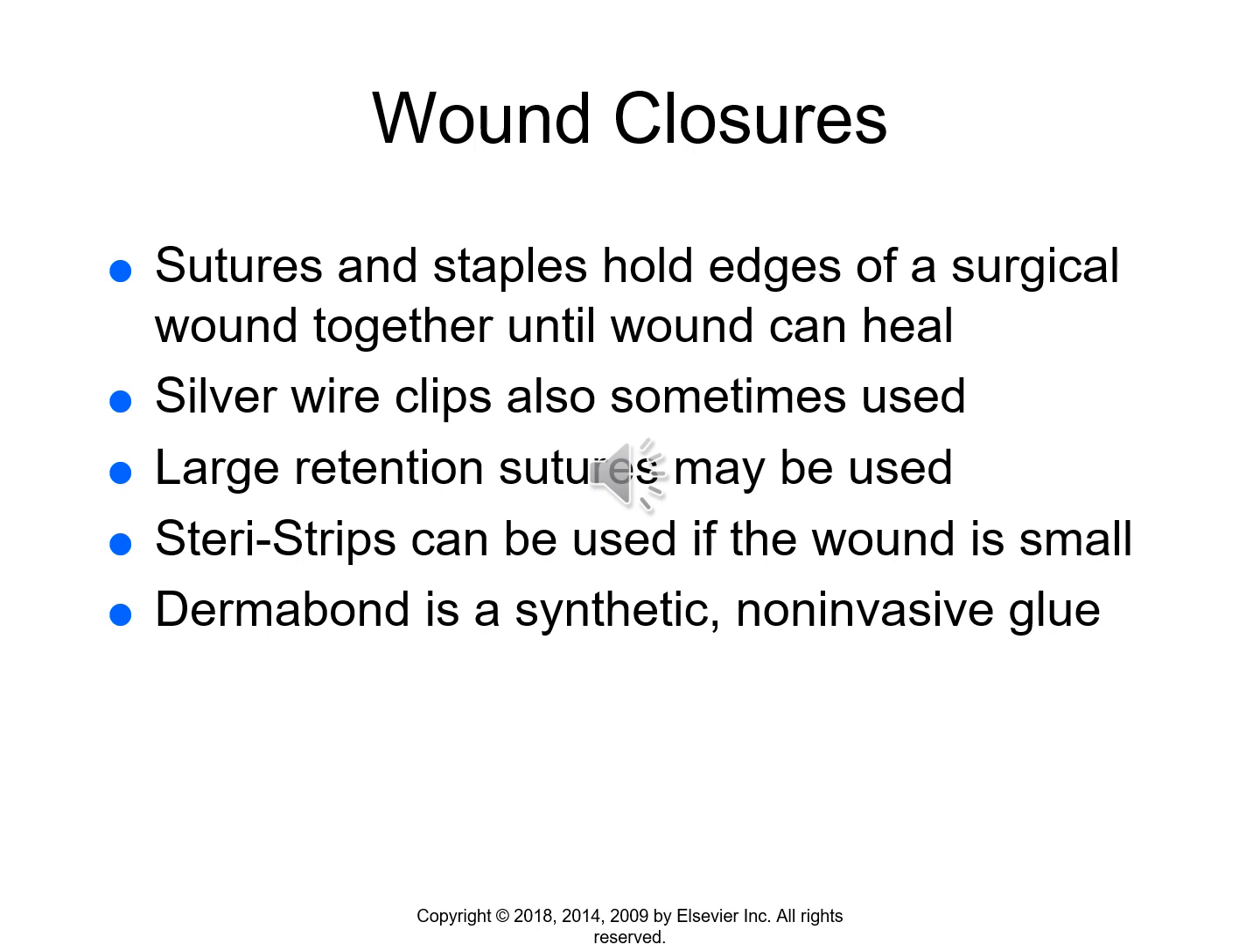Silver wire clips can be used. Sometimes there's large retention sutures. So if the surgeon believes there is a chance that the wound might dehisce, remember we said spontaneously open, then they might use those large retention sutures. Steri strips can be used if a wound is small. Sometimes also when they take out staples or sutures, if it looked like it might possibly dehisce, they might put some steri strips on there as well to just help hold it together a little bit more.